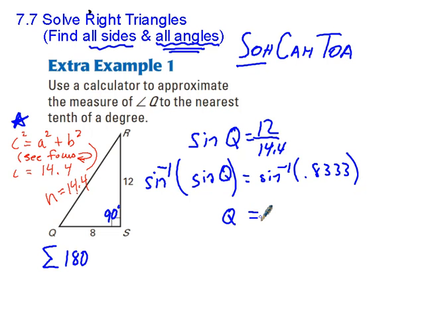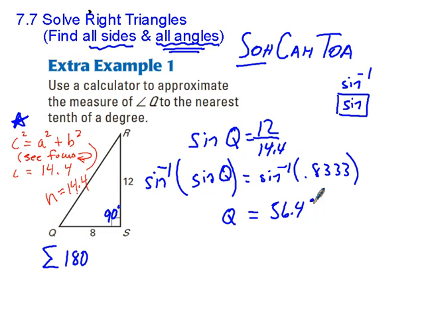And that sine inverse is on your calculator. It's right above the sine button. It says sine to the negative first power, and it undoes sine. The same thing will apply for cosine and tangent, right above those buttons. So when we press the sine inverse button on our calculator, we get 56.4 degrees. Remember, you must be in degree mode for this.